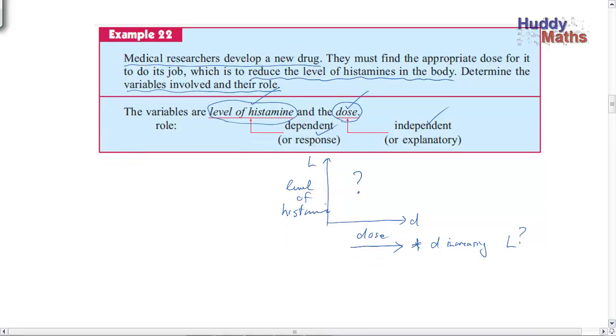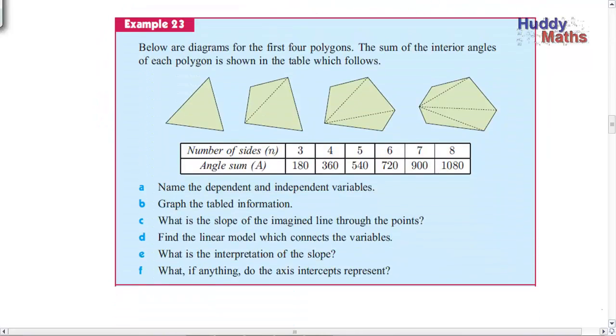Okay, now let's look at that example again of this polygon stuff. So below are diagrams for the first four polygons. You've probably seen this before. A triangle, a quadrilateral, pentagon, etc., and hexagon. So if you count up the number of sides, there they are, and the angle sum in each of those, and you can do that, here it is, by dividing the internal angles into triangles, and so on, so you can get this pattern. Now, what's the independent variable? We've done that. Graph it, and what's the slope, and so on. Let's go through all of these steps now, slowly and carefully with this example.